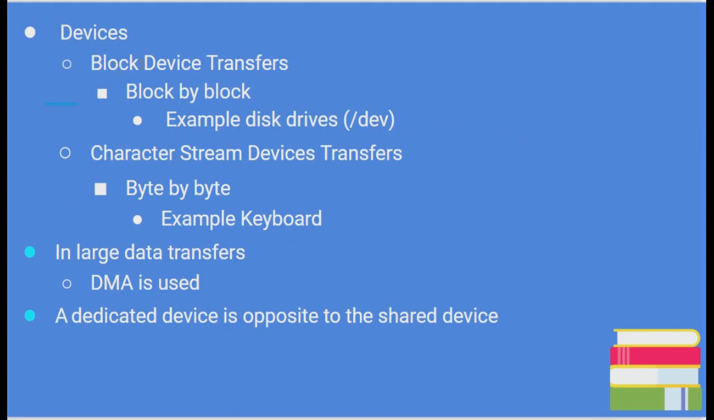Next one, devices. You could have two types of devices. One is a block device, which transfers block by block, for example, a block-by-block copy in disk drives. The character stream devices transfer byte by byte, like a keyboard. Another is the data transfer called DMA. Dedicated devices are just the opposite of what we call shared devices.